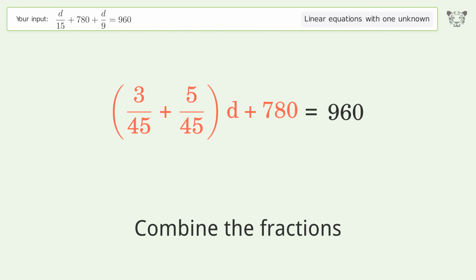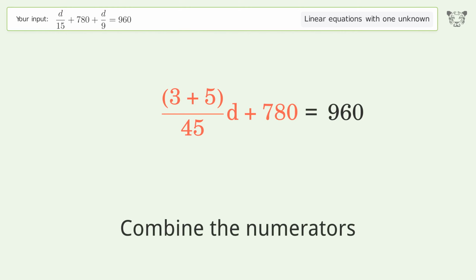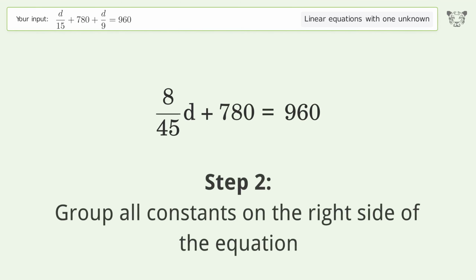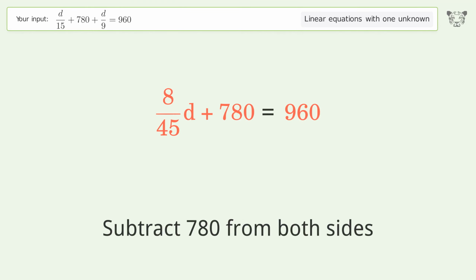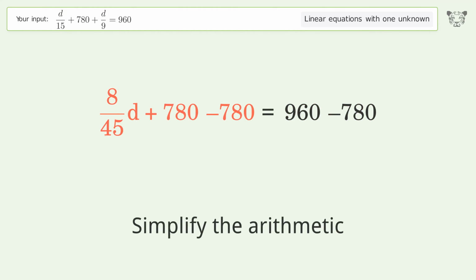Combine the fractions. Combine the numerators. Group all constants on the right side of the equation. Subtract 780 from both sides. Simplify the arithmetic.